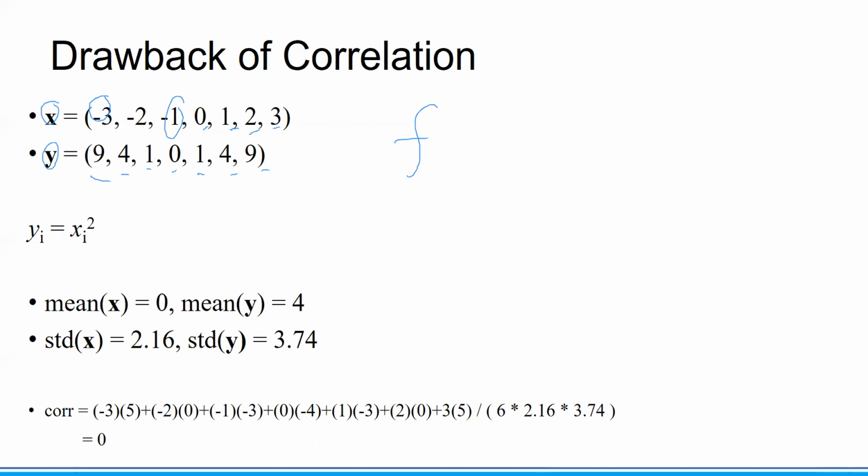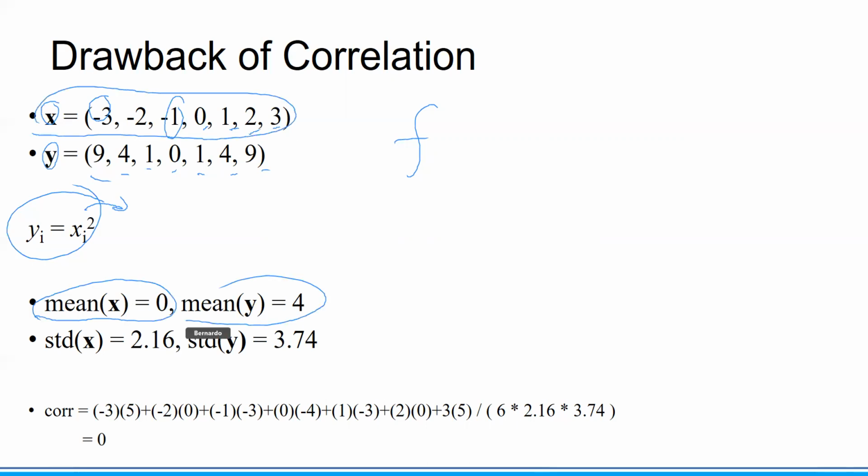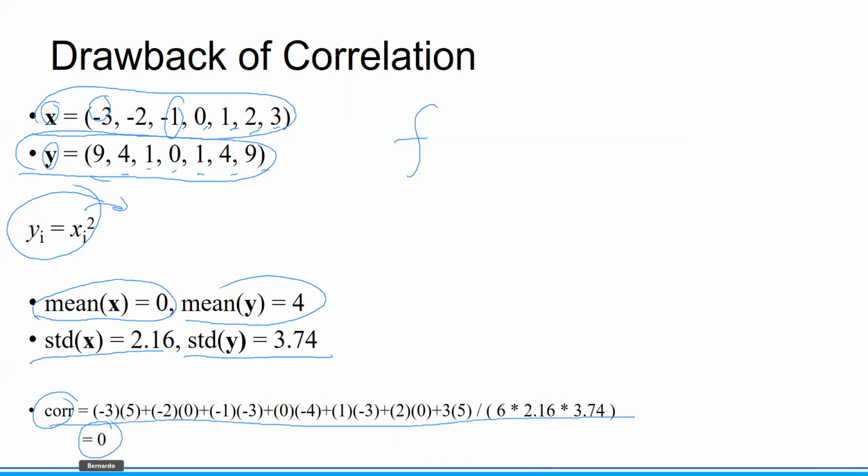If you take a look, yi is the result of xi to the power of 2. So there is a dependency; they are not independent. The mean of x is 0 and the mean of y is 4. Then this is the standard deviation of x, and this is the standard deviation of y. If you measure the correlation, you will get 0. There is no correlation between the two.